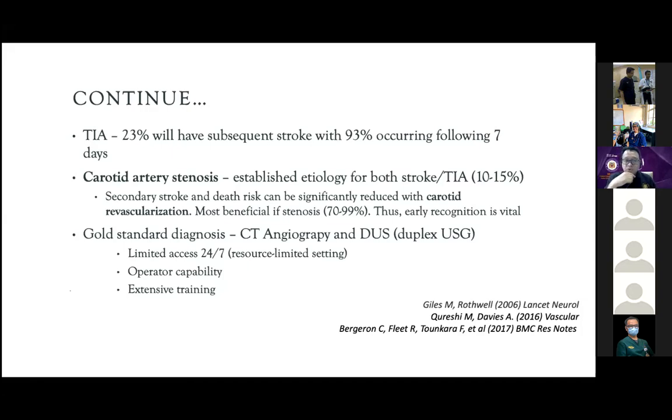So of course we know the gold standard diagnosis. People talk about the CTA, the MRA, and so on and so forth. And of course the DUS, the duplex ultrasound. But of course, like I think Dr.